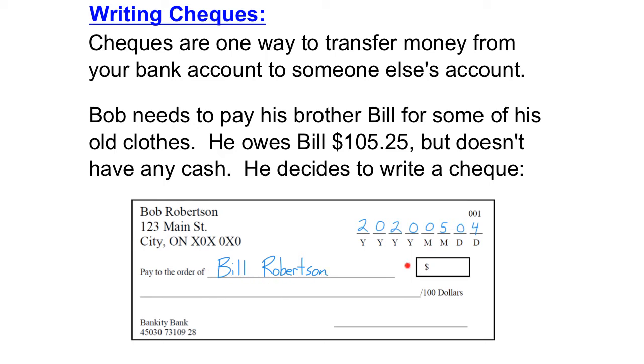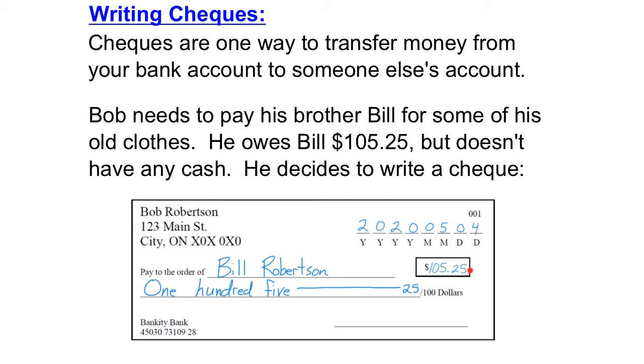The next part of the check is to write in the amount of money that you're wanting to transfer. So Bob wants to give his brother Bill $105.25. So he'll just fill in the amount here. Now the next part, and this is more of a security feature, is that you have to write out the amount in words. So we want $105.25. Now instead of writing 25 cents, checks always have it as a fraction out of 100. So this is how we would write this. 105, 25 out of 100.